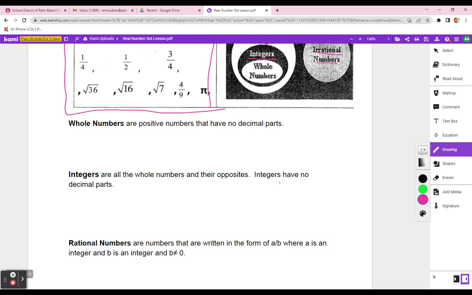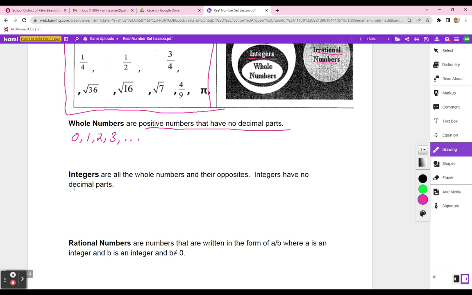So whole numbers are a subset of the rational number set. They are positive numbers that have no decimal part. So I'll show you. It begins with 0, 1, 2, 3, and I can't list all of the numbers because the list goes on infinitely. So I'll just put dot, dot, dot to show you it goes on in this direction forever. Okay, so all those numbers are considered whole numbers.